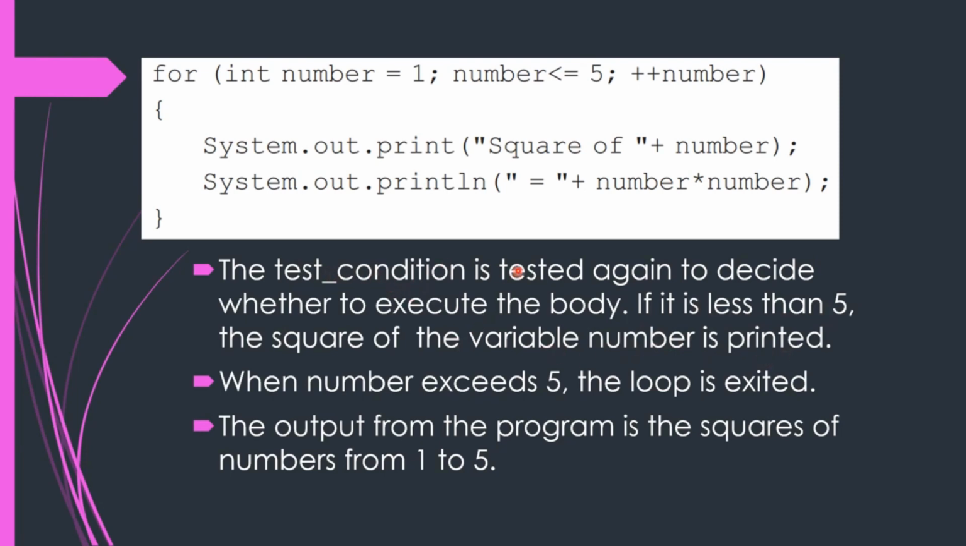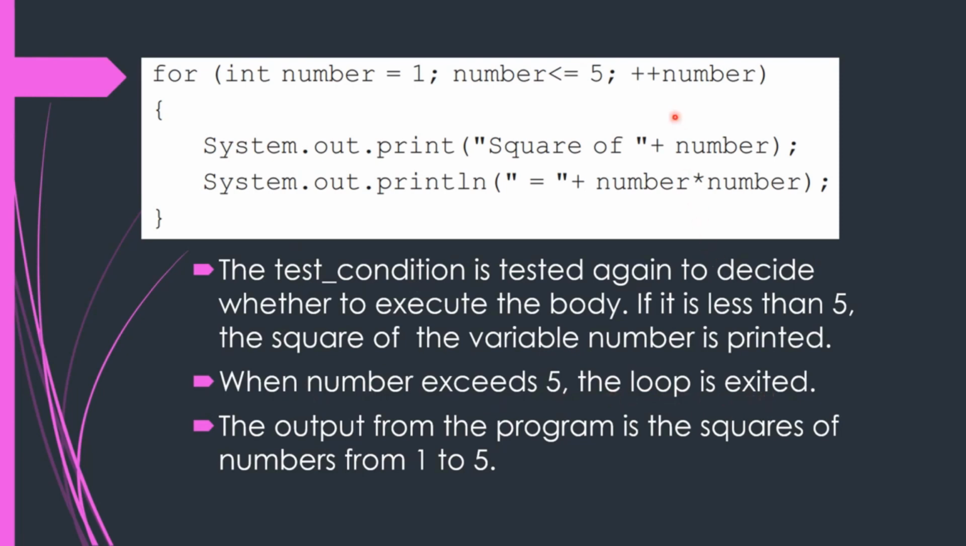Now when we finish the first iteration, after that what happens? The loop goes back to the second step. And what was the second step? It was the test condition. So the test condition is evaluated again, and if it is again true, then the body of the loop, that is the square of the variable number, is printed again. And so we can say that the body of the loop is executed again when the test condition evaluates to be true once more. When number exceeds 5, the loop is exited.